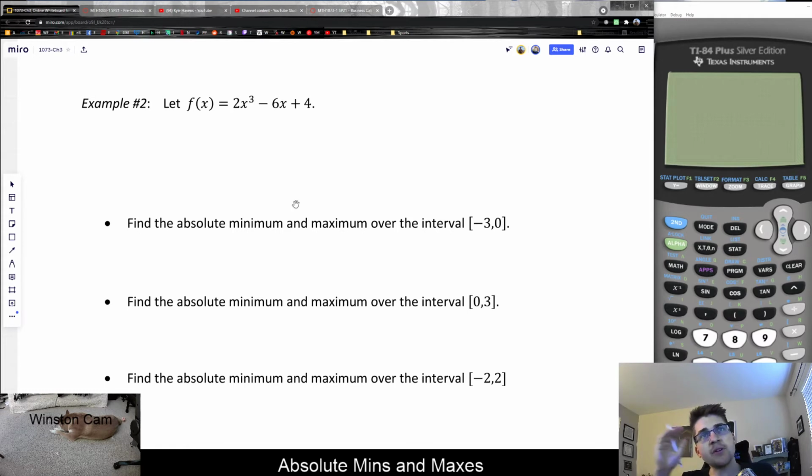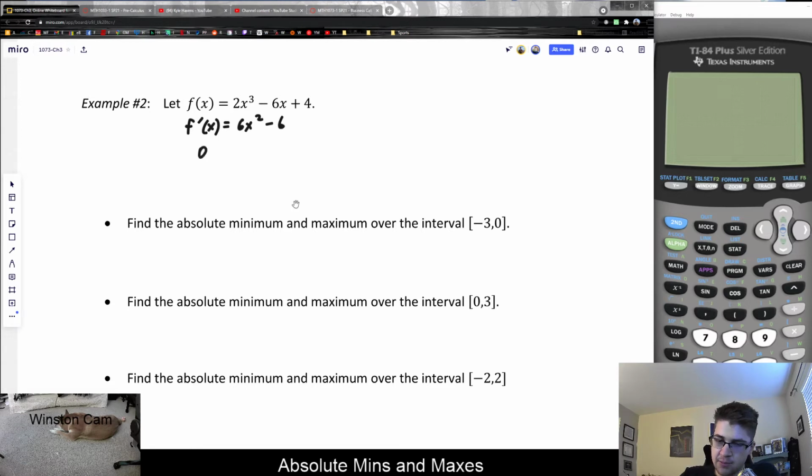If we're going to do it on various intervals, it could have a different result based on the critical values in the interval. But no matter what interval you're looking at, you always need to start by finding ideally all the critical values, which means take the derivative and set it equal to 0. So if I take the first derivative here, we would have 6x squared minus 6. And the derivative of 4 would be 0.